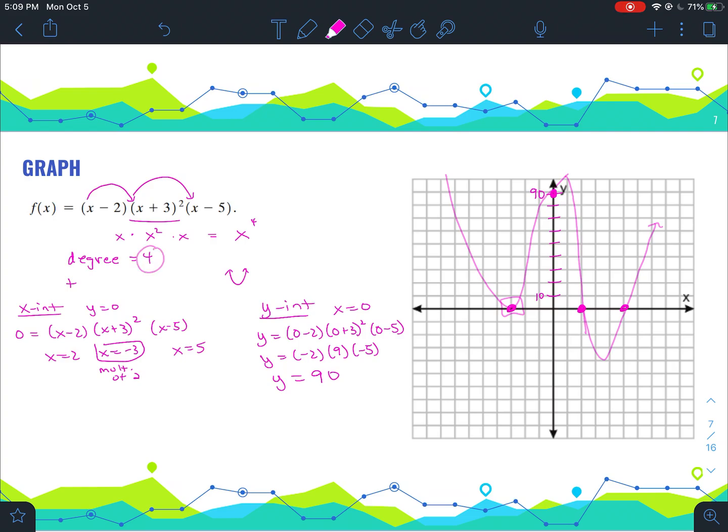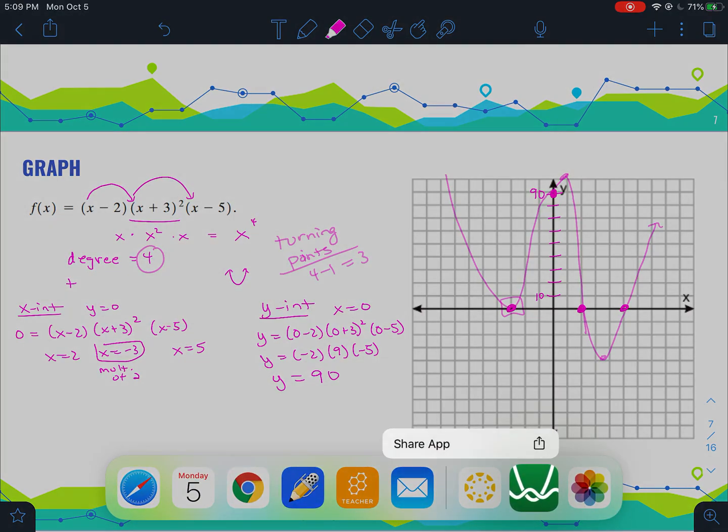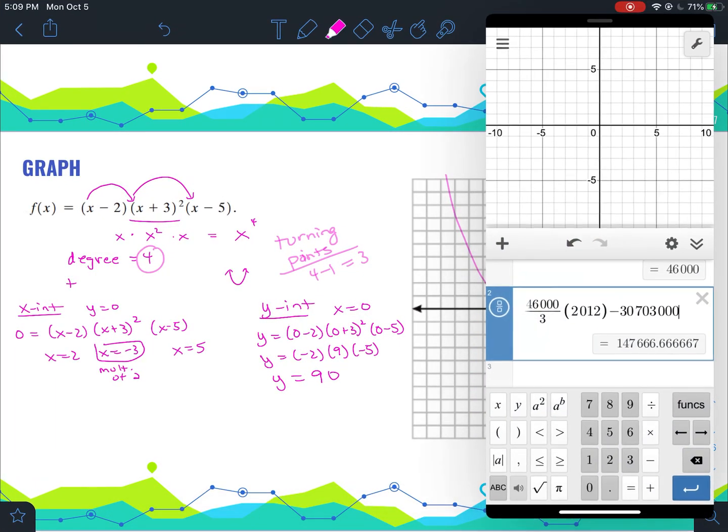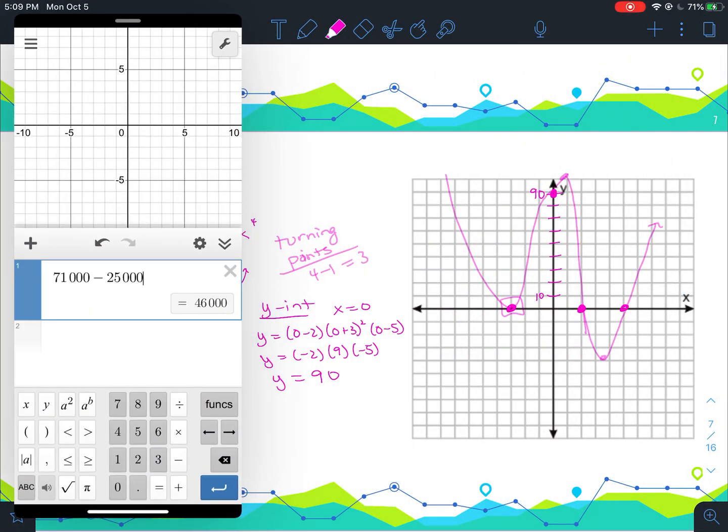Oh, we forgot to talk about the turning points. Since it's x to the 4th, the most turning points that it could have is 1 less than that. So the most turning points that this graph could have would be 4 minus 1, which is 3. So we have 3 turning points right here, and right here. So that would be a sketch of this graph. It's not perfect because I don't know exactly where it's going to hit, but let's check out how close we were on Desmos.